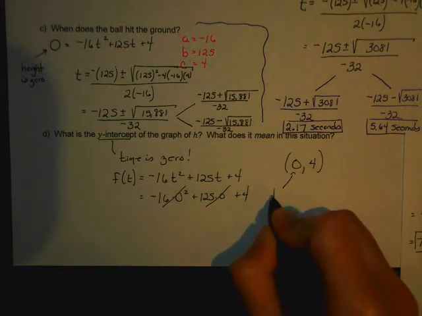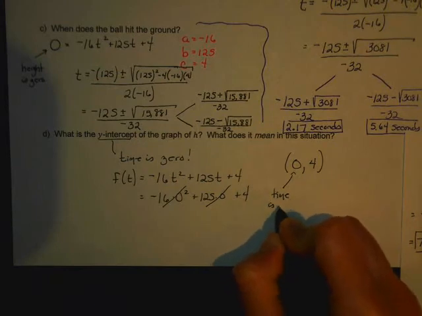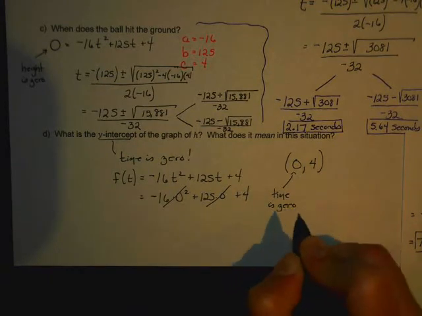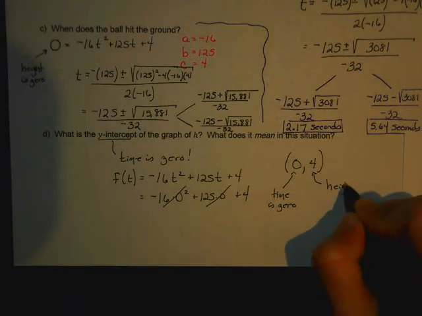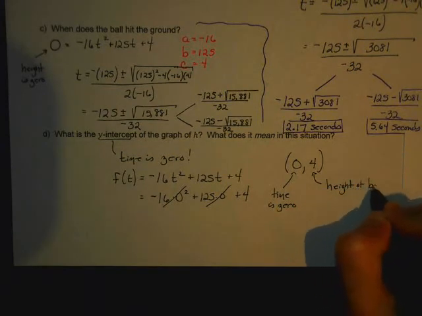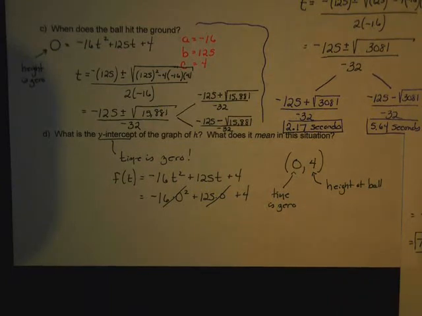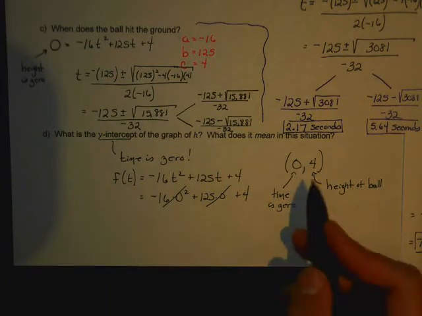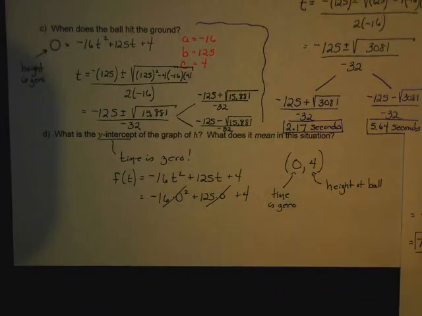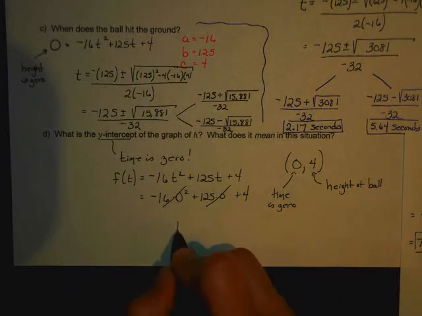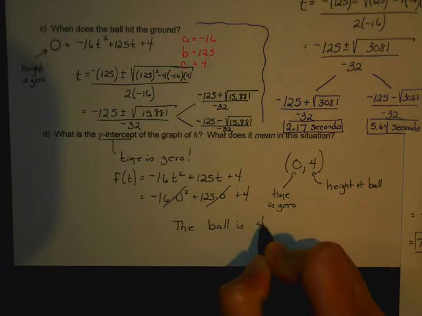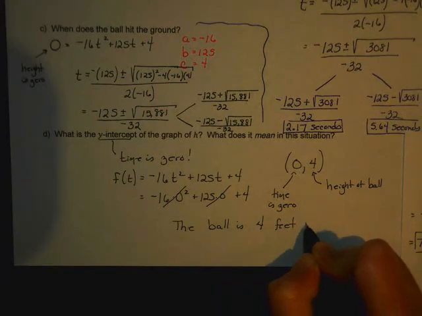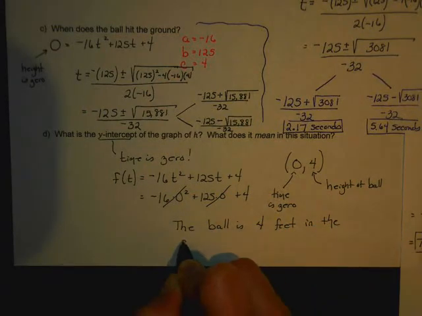So this is time is 0. So that means right before contact was made. And this is the height of the ball. So right before the ball is hit by the batter, it's 4 feet in the air. That makes sense, right? It's not like golf, you're not hitting off the ground. So this makes sense. So the ball is 4 feet in the air before contact.